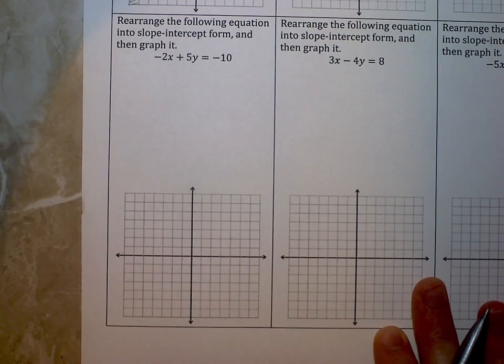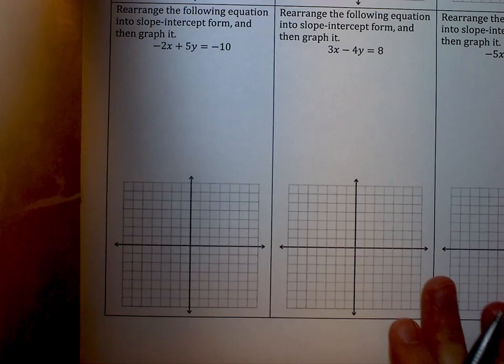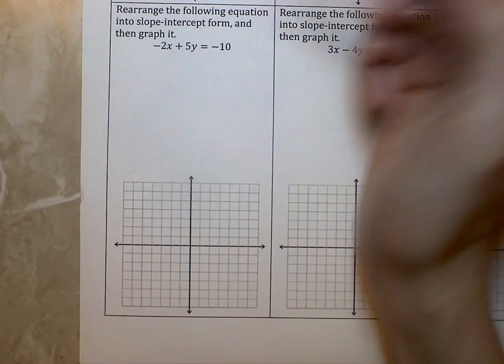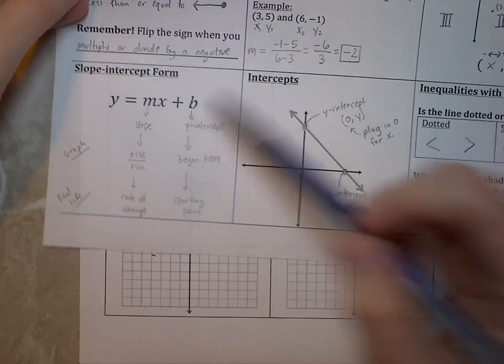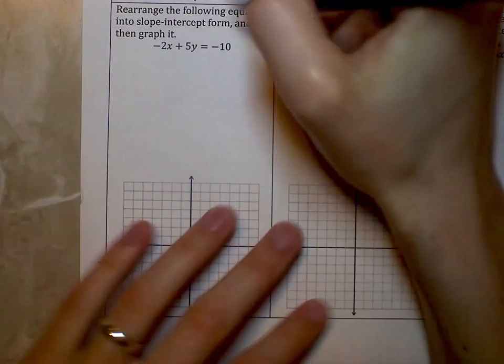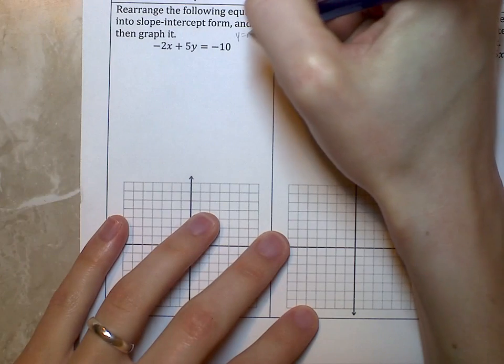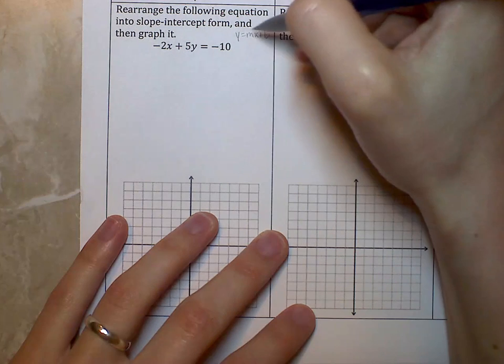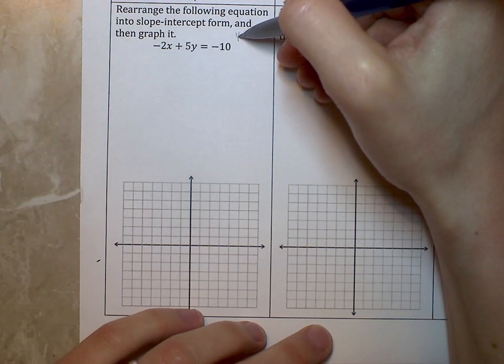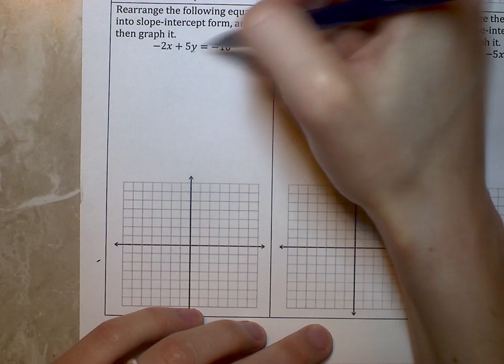This says rearrange the following equation into slope-intercept form and then graph it. Okay, well now I want the equation in slope-intercept form. That's y equals mx plus b. Okay, I'm going to just write that right here because I want to remind myself that what I want here is the y by itself on the left side of the equation. Well, here's the y, and it's on the left side.